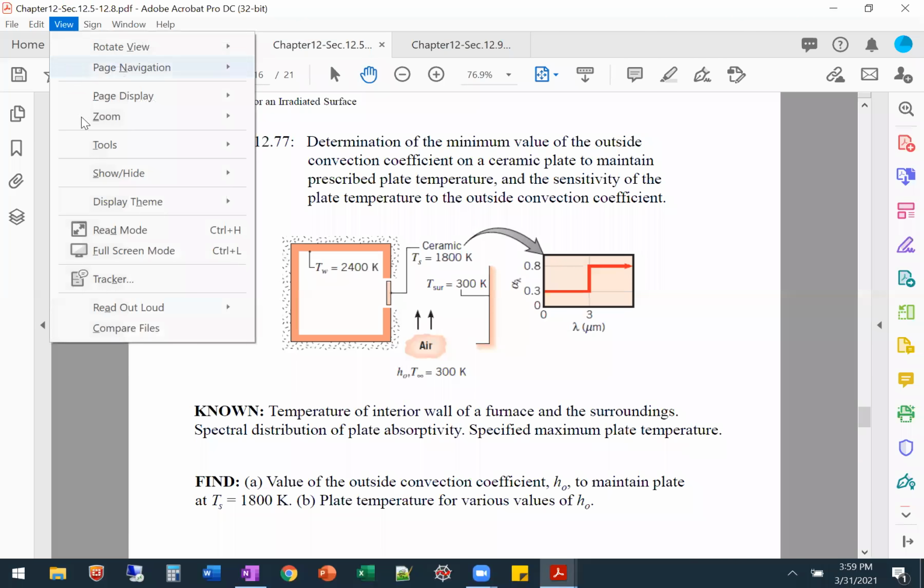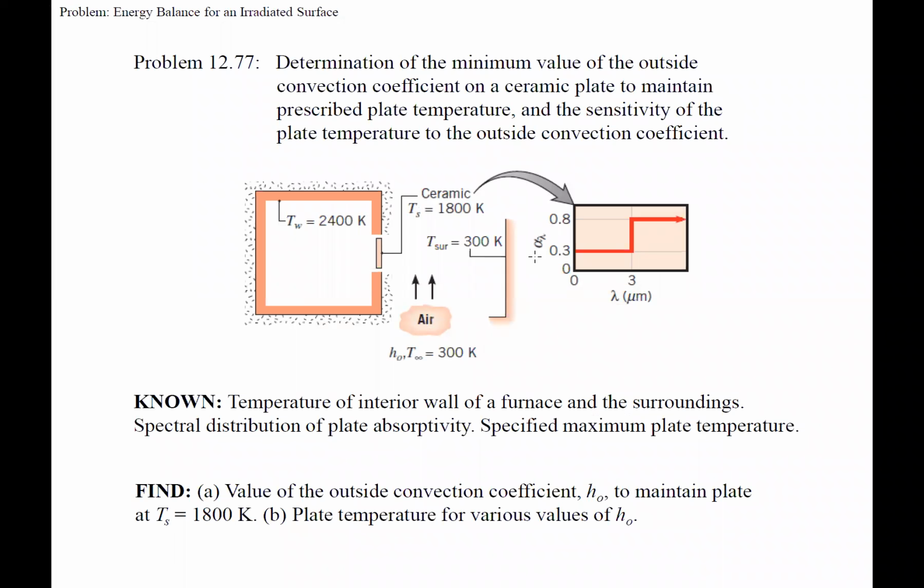Okay, next problem is 12.77. This is something we could have seen in chapter 1, except for getting the properties. That's the new part. The thin-walled plate separates the interior of a large furnace from surroundings at 300 Kelvin. The plate is fabricated from a ceramic material for which diffuse surface behavior may be assumed, and the exterior surface is air-cooled. With the furnace operating at 2400 Kelvin, convection at the interior surface may be neglected. They give us this figure.